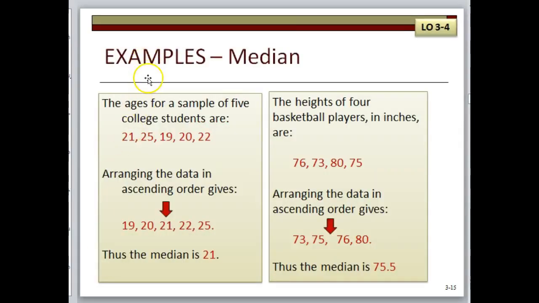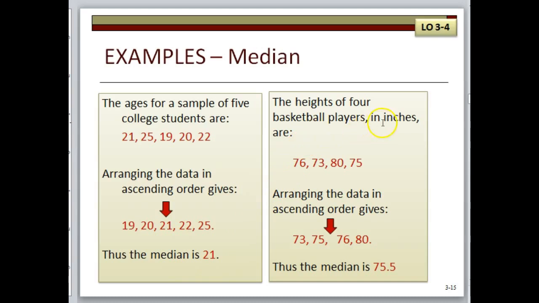Here are 2 examples of median. The first problem says the ages of a sample of 5 college students are 21, 25, 19, 20, and 22. Your first step is to rearrange them into ascending order. So that looks like this: 19, 20, 21, 22, 25. Now remember that the median is the midpoint or the middle number. It's easy in this case because we have an odd number. So the middle number and the median is 21.